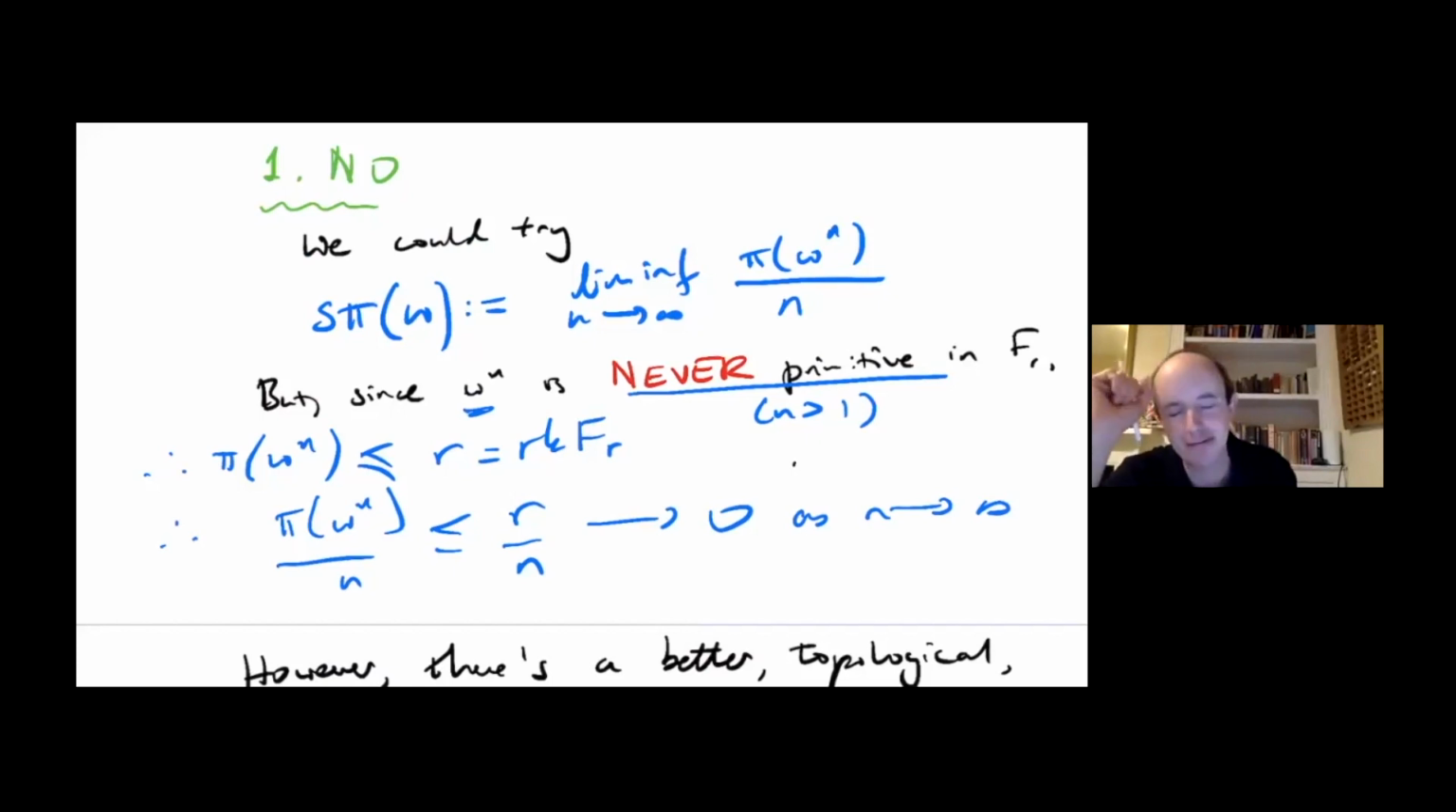Somehow the fact that I raised W to the n should tell me that I should use different subgroups. That's certainly true. But the definition I've given you here, F_R is an example of a subgroup that contains W to the n and which W to the n isn't primitive in. Right? So therefore, according to Puder, pi of W to the n is at most R. That just is true. That's just the definition of the primitivity rank.